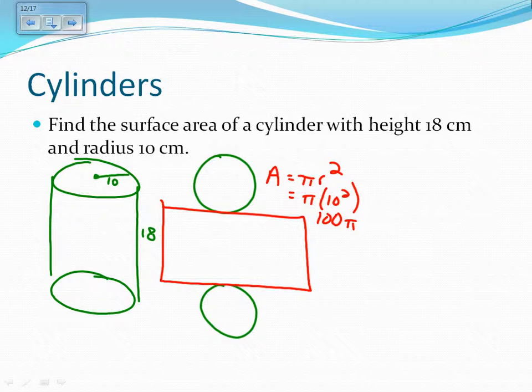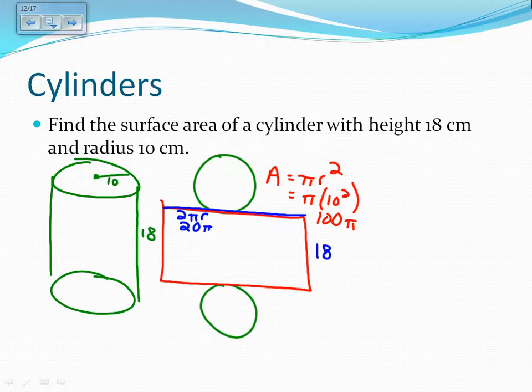Now, to find the other parts, what's the height of this piece of paper going to be? The height this way is still 18. Sorry, it's not quite to scale. But the height of that paper is still 18. This distance is the same as the circumference of the circle, so it's what? 2 pi r. Well, 2 pi r is 2 pi times what? 10. So 2 times 10 is? So this is 20 pi. Are we okay with that?